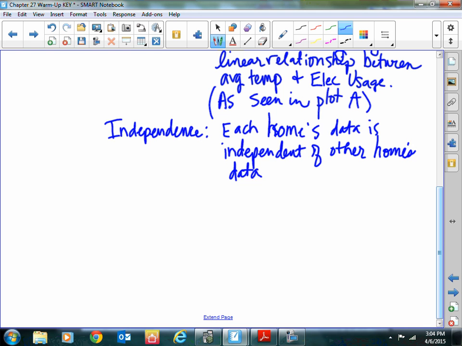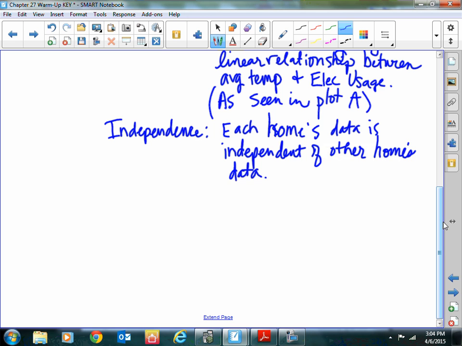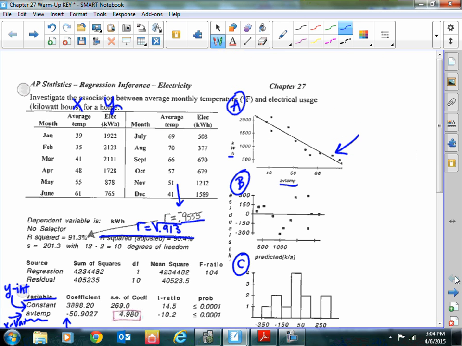Okay. All right, let's see. We've done the R, the L, the I, and so I have to do the N, which stands for normal probability plot. That means that I'm looking to see that the residuals are normally distributed. So let's look and see.